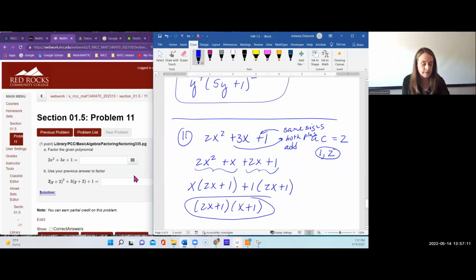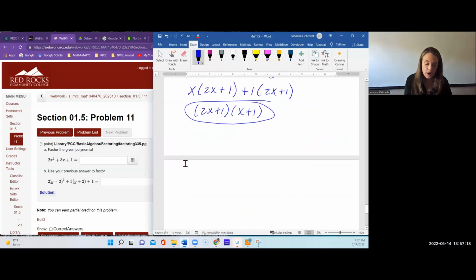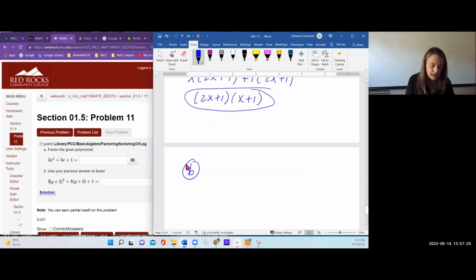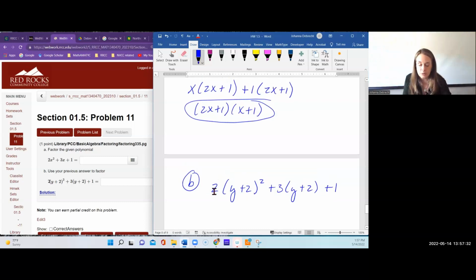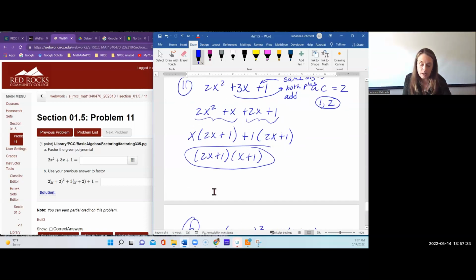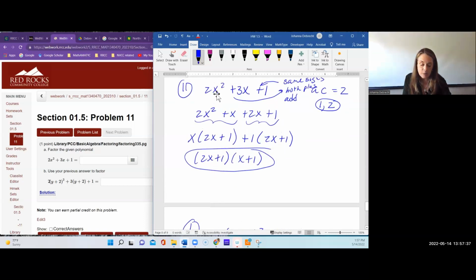What about part B? Part B says use your previous answer to factor this more complicated expression. In the more complicated expression, it has 2 times y plus 2 quantity squared plus 3 times y plus 2 plus 1. How does that compare to the original problem? Well, if I'm looking at the original and I replaced the x with y plus 2, they would be the same. So it's almost like a pattern.